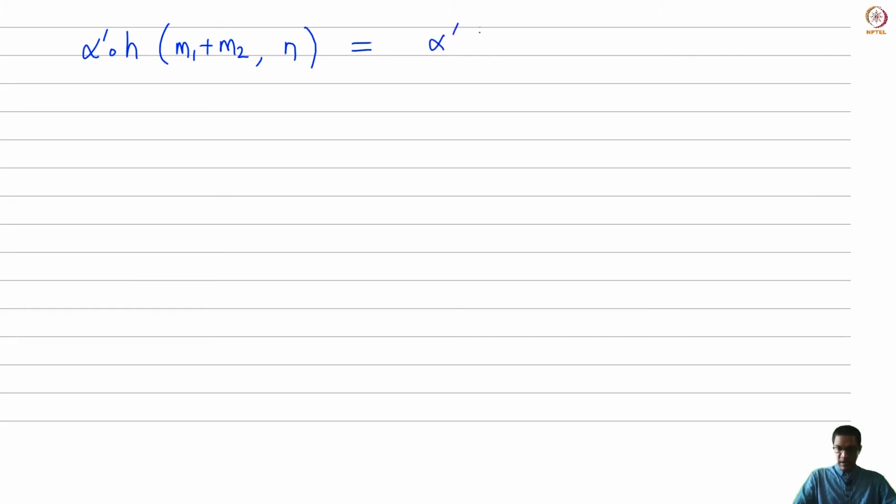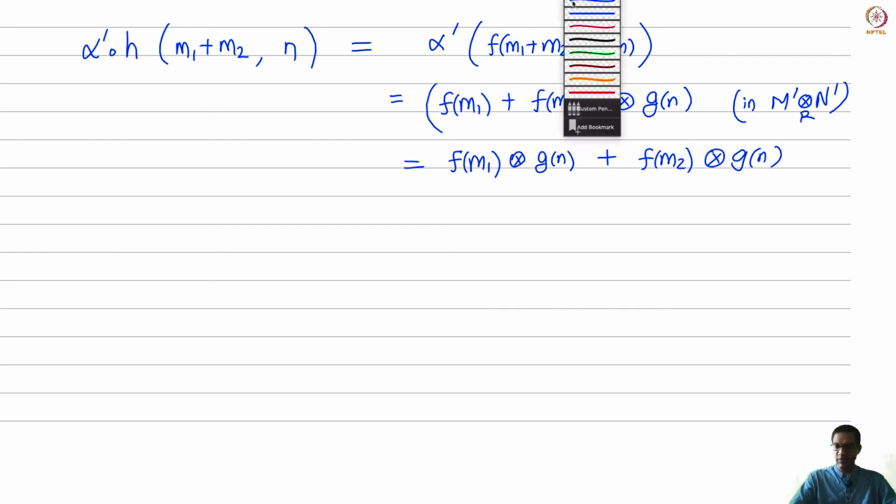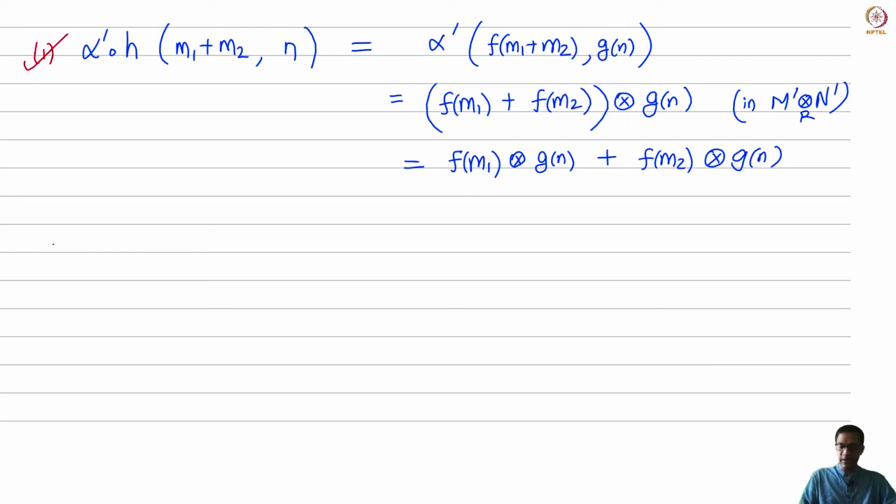So this is alpha prime of f of M1 plus M2 comma Gn by definition of H, and this in turn, because f is given to be R linear, is going to be this sum. All of this is happening inside M prime tensor N prime, and there of course this tensor product symbol is bilinear. So we know that this is just going to give me fm1 tensor Gn plus the other term. So the first property is satisfied. We have checked the linearity in the first component. Similarly the other one, let me just leave this as an exercise. This is just equals alpha prime composition H.